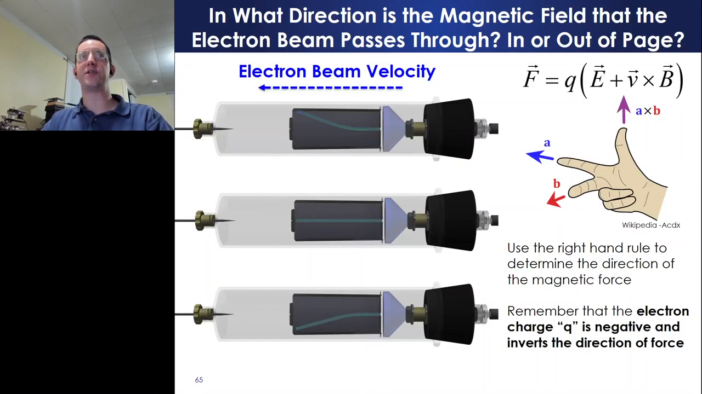This effect may be used to determine the direction of the magnetic field passing through the Crookes tube. By use of the Lorentz force equation and the right-hand rule, determine the direction the magnetic field is passing through the Crookes tube in each of these scenarios. Note that the electron beam velocity is from the right to the left in these pictures. Remember that the electron charge Q is negative and therefore inverts the direction of the force.